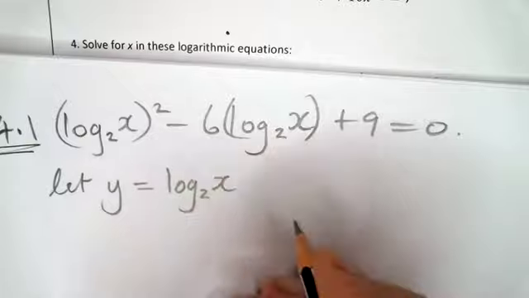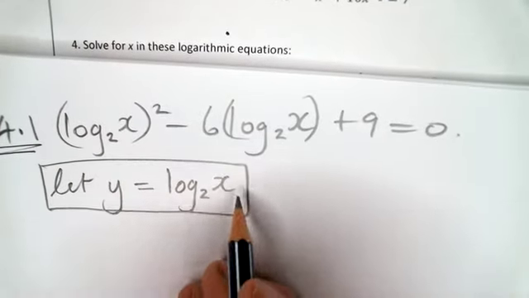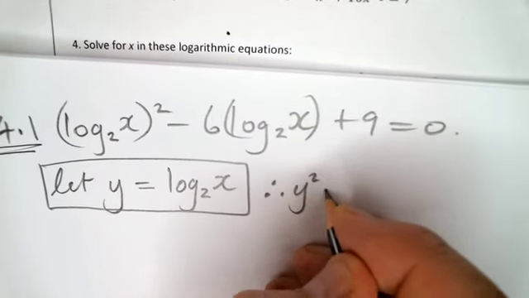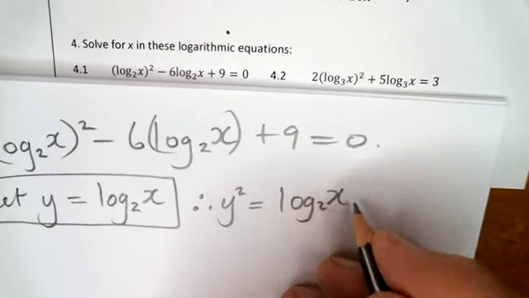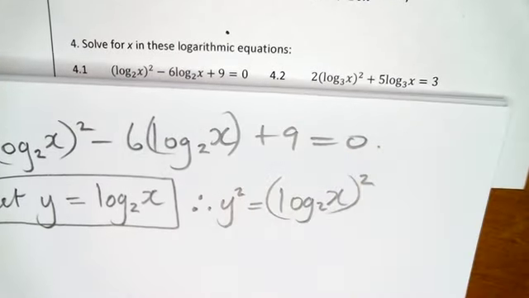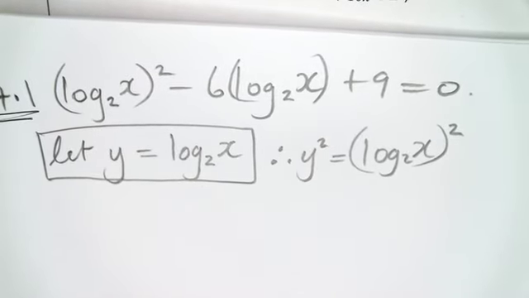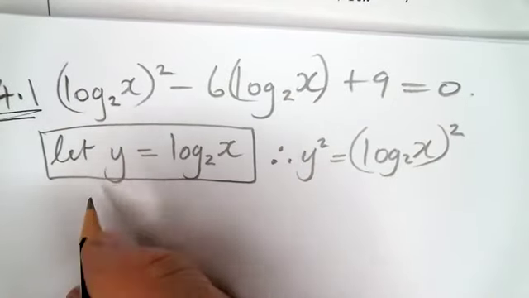Now if we do that, that means, of course, that y is that. And of course, y squared, therefore y squared must equal, and I'll put log base 2 of x all squared. So we've got two possible ways of thinking of this. But let's have a look at this, though. So I'm going to restate the equation here. This time I'm going to do it in terms of y, not in terms of x.